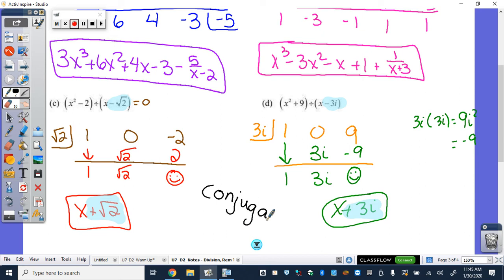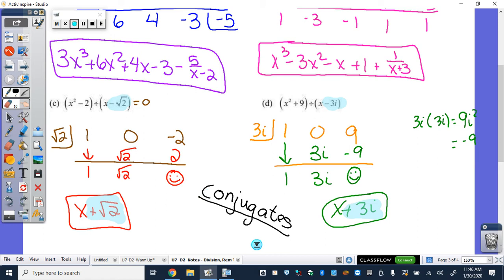Conjugates. Remember that word? Conjugates can't go anywhere without the other one. They can't go to the bathroom alone. So if one of your roots is radical 2, the other one is going to be negative radical 2. They go together. One of them is 3i, the other one is negative 3i.